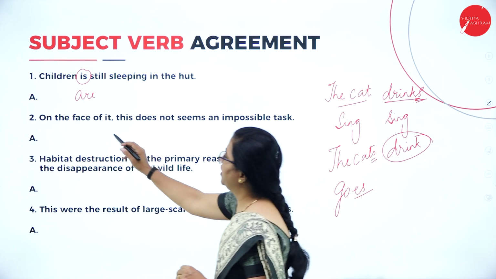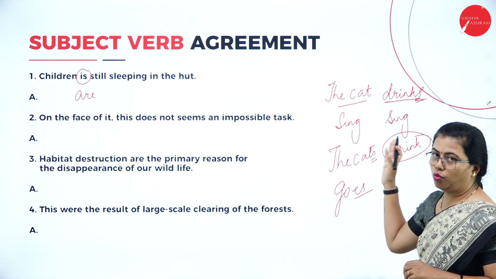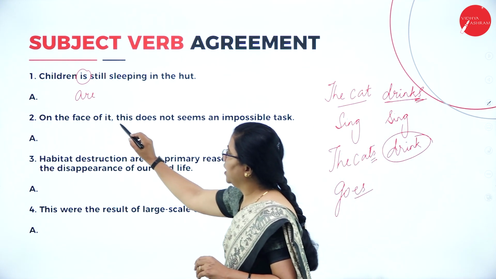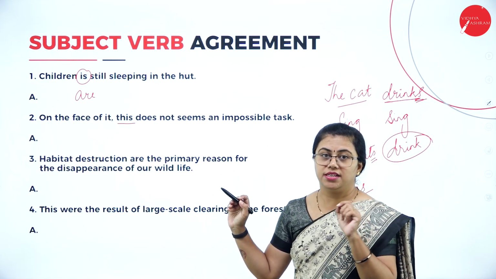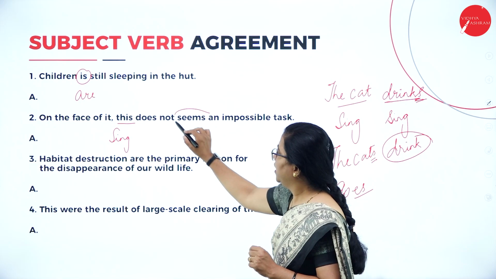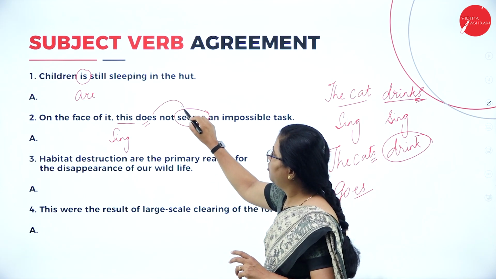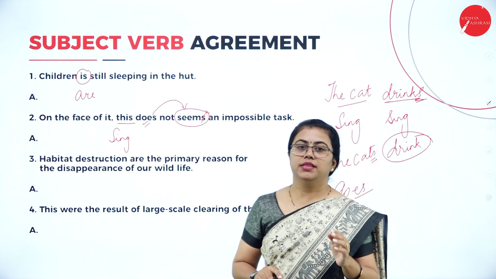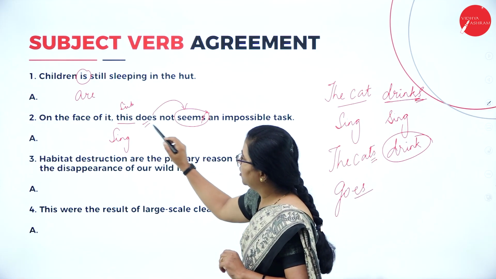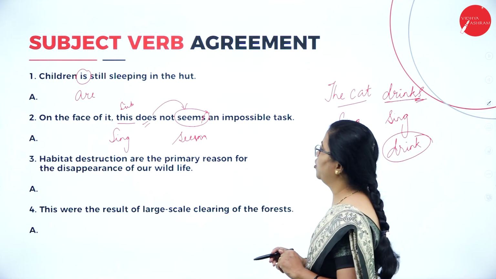Next, on the face of it, this does not seems an impossible task. So just look at the rule I told. With S it is singular, without S it is plural. Here I am talking about a singular subject. This does not. So this is singular, so obviously after does not, it has to be without S. Whenever you have does, the next verb that comes should be without S. So it has to be: does not seem an impossible task.